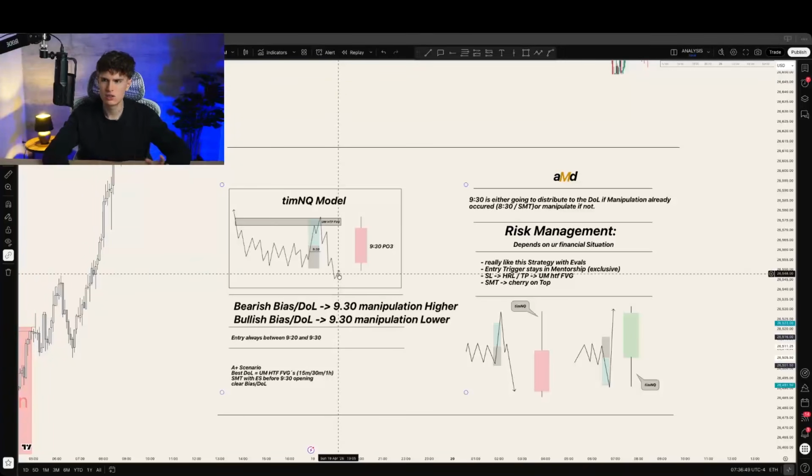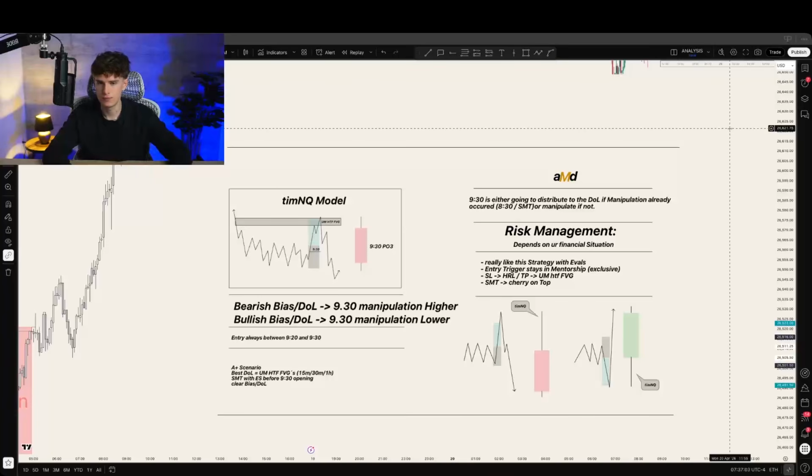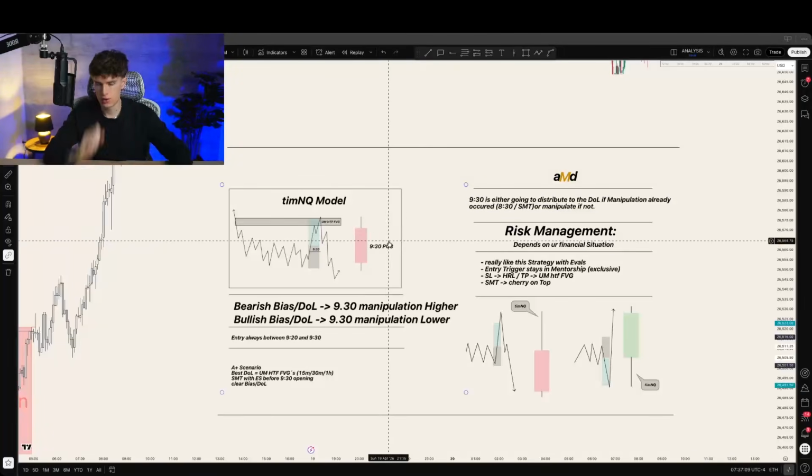And there's always going to be some sort of unmitigated fair value gap above that the 930 can manipulate into, and if that's not the case, I'm not going to take the model, okay? Because that's just an indicator that the price action is not that clean, and therefore I'm not trading. I think that's clear. And yeah, it's basically the 930 PO3.